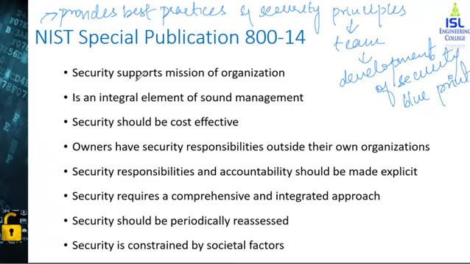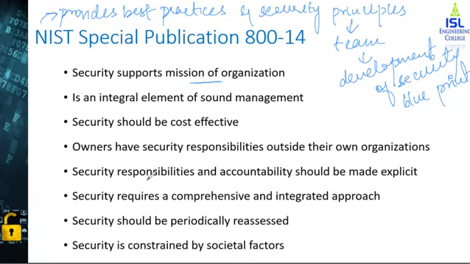Now there are 33 principles for securing the systems. A few of them are mentioned. Security supports the mission of the organization. That is what you're securing. What is the mission of the organization? You're going to secure that specifically. Then the next one is it is an integral element of sound management. The next is security should be cost effective. That should not cost you more. The next is owners have security responsibilities outside their own organization. That is, each system owner is expected to diligently work with those systems that are interconnected.